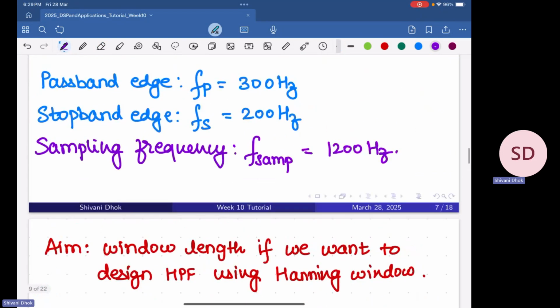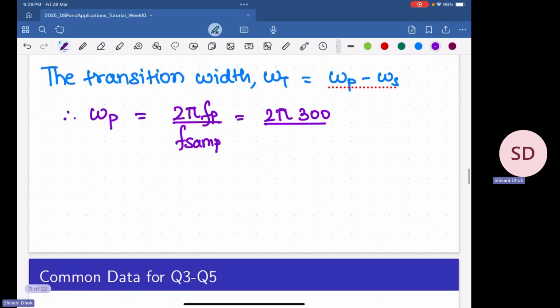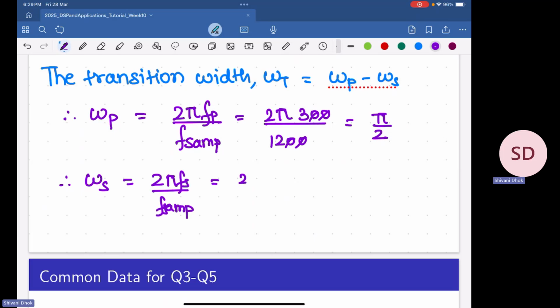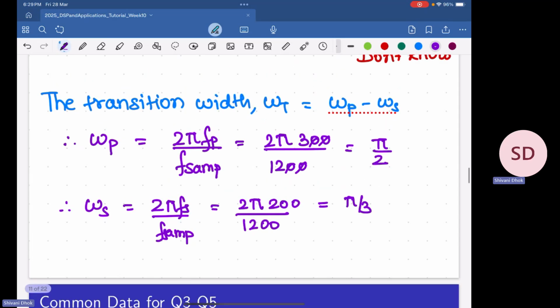And we are given the sampling frequency as 1200 hertz. So what is left with us is pi by 2. And similarly, fs is given to us as 200 hertz. Sorry, omega s is equal to 2 pi fs by fsam, which is equal to 2 pi times 200 hertz, that is given to us, divided by 1200, and this comes out to be equal to pi by 3.